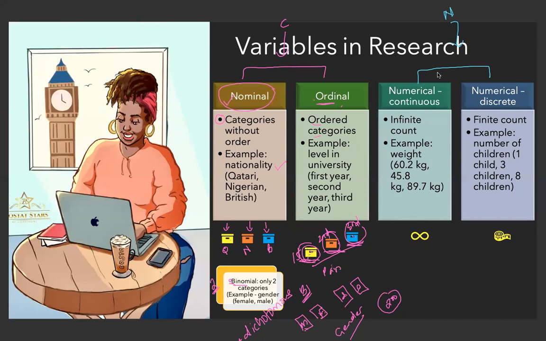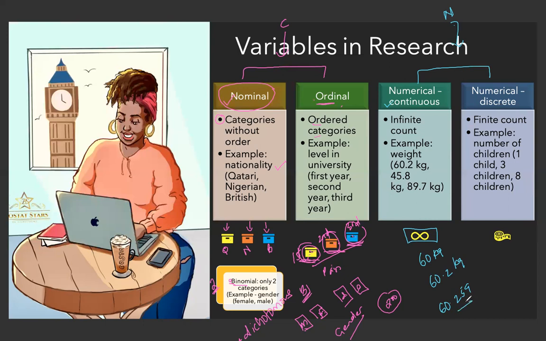Now, coming to the numerical variables, the first subdivision is the continuous numerical variable. This basically means something that doesn't have an end. You can't really count all of it. This is infinite. For example, if you're measuring someone's weight, I could tell you, okay, I weigh 60 kg, and that makes sense. I could also say I weigh 60.2 kg. It still makes sense. I could also say I weigh 60.259 kg. It still makes sense. So this could be infinite, right?